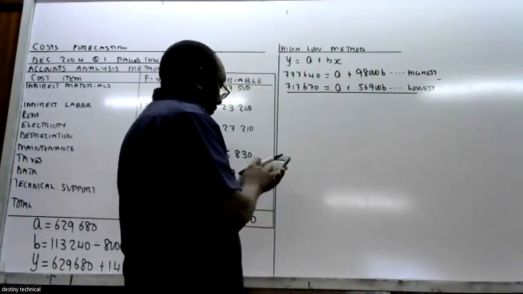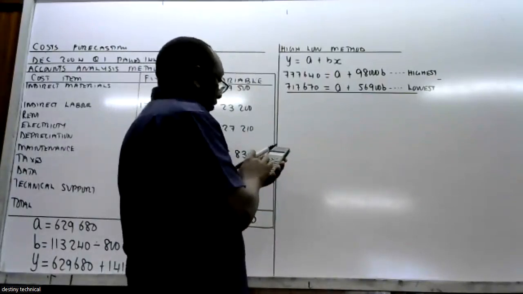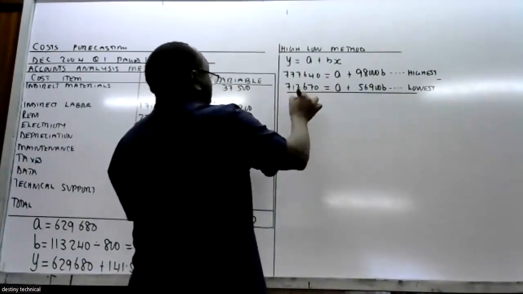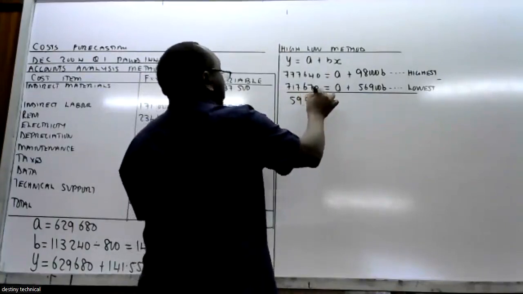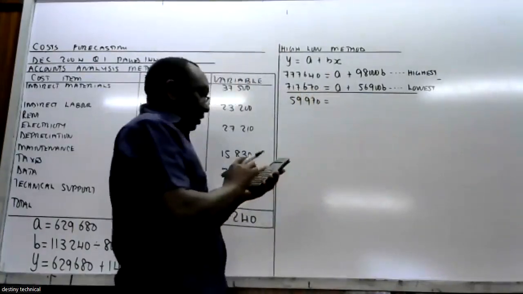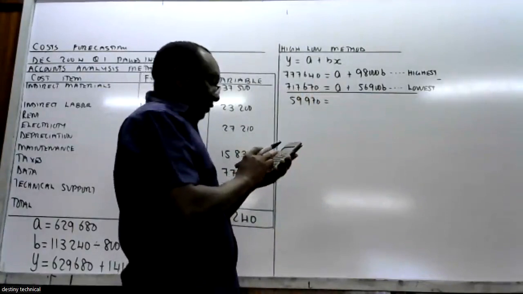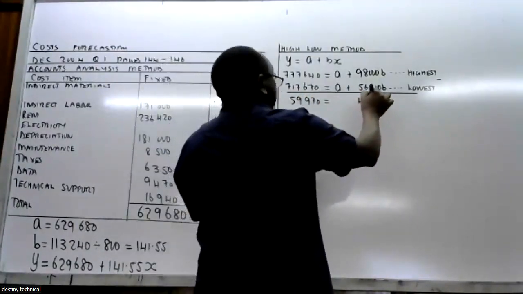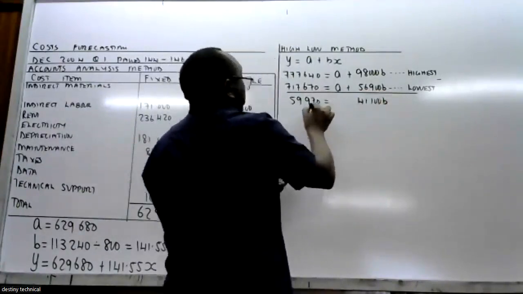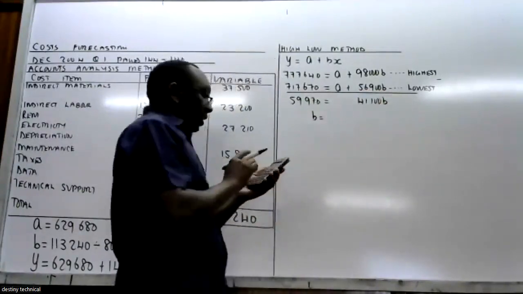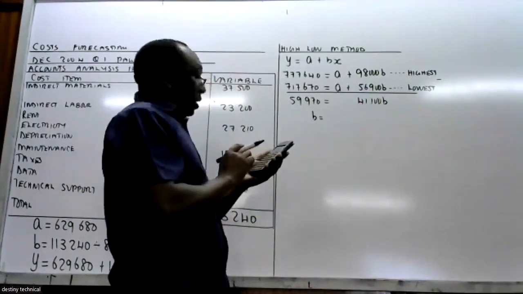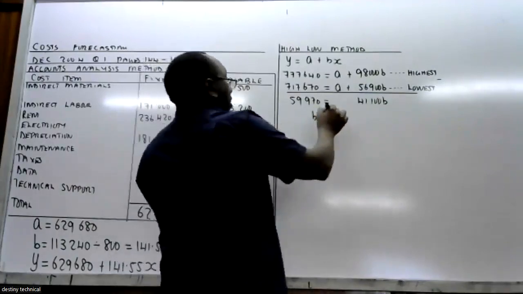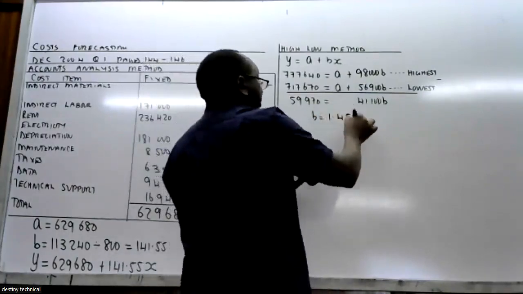77,640 minus 717,670... It is 59,970, which equals 98,000 minus 56,900. We have 41,100 B. So you get the value of B, 59,970. Check whether you get 1.459.